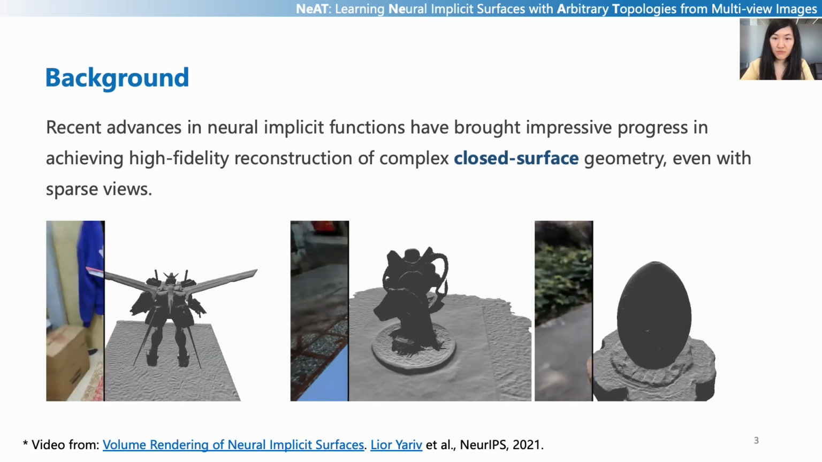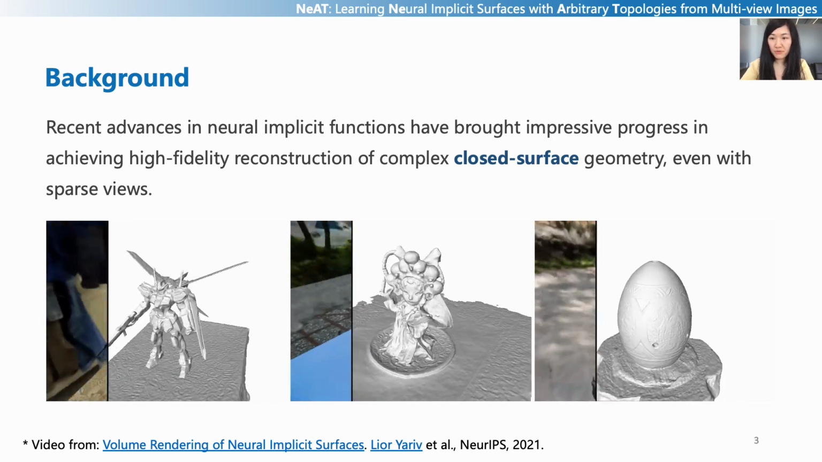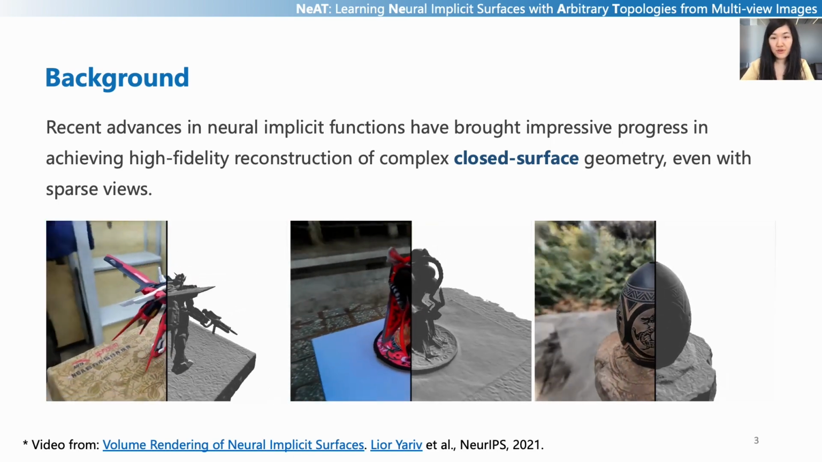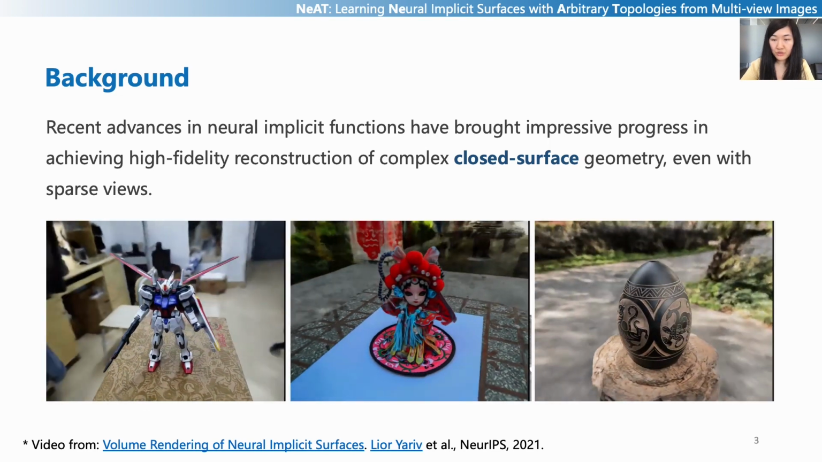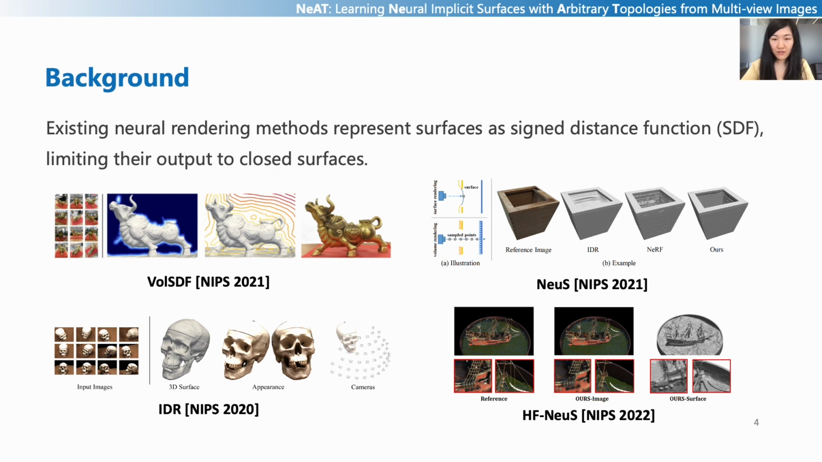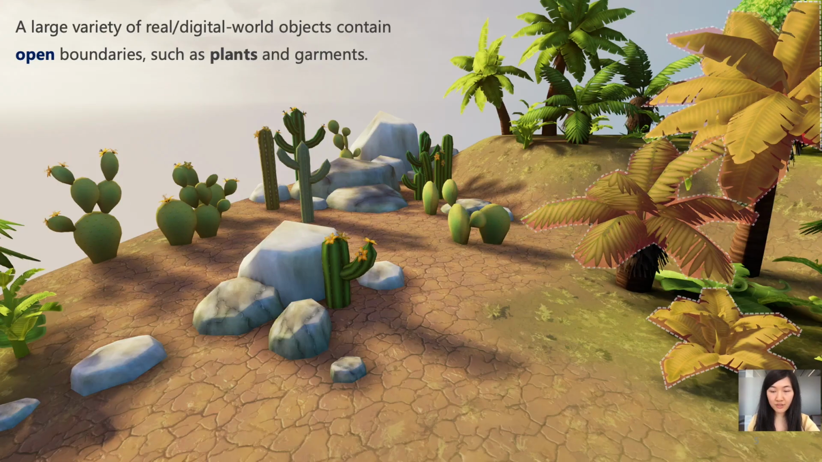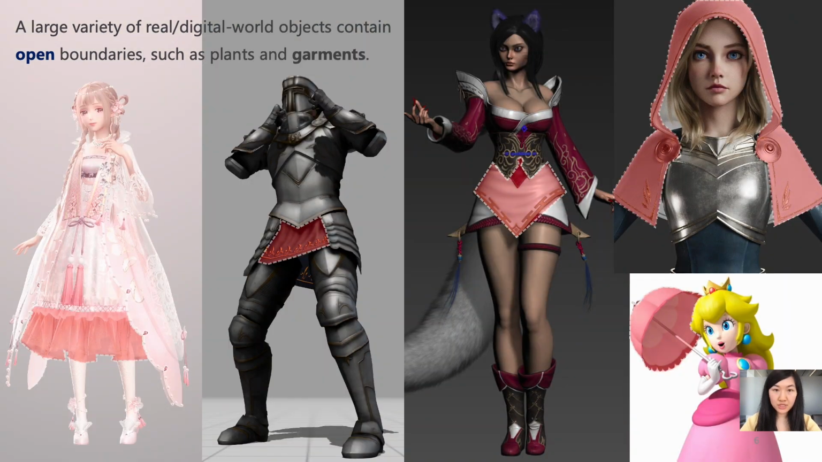3D reconstruction from multi-view images is a fundamental problem in computer vision and computer graphics. Recent advances in neural implicit functions have brought impressive progress in achieving high-fidelity reconstruction of complex geometries. However, existing neural rendering methods represent surfaces as SDF, limiting their output to closed surfaces. These approaches are not applicable in reconstructing real-world objects with open boundaries, such as plants and garments.